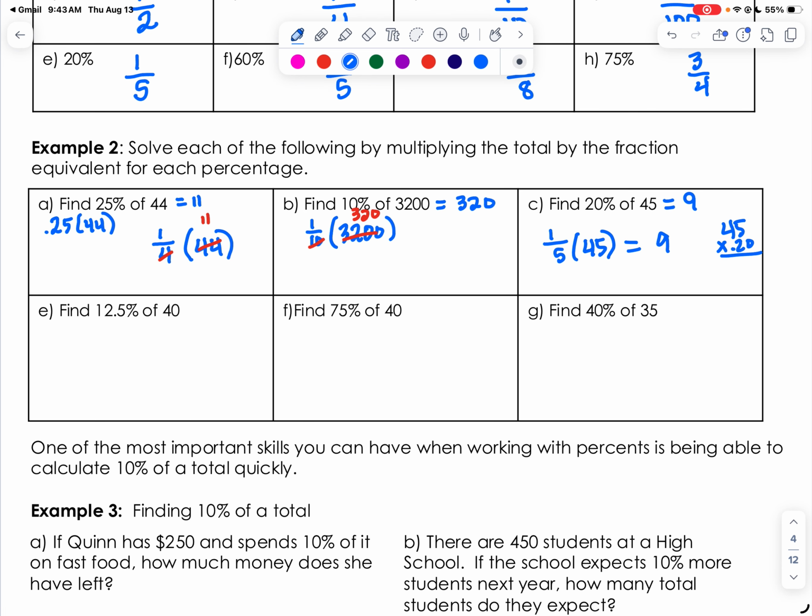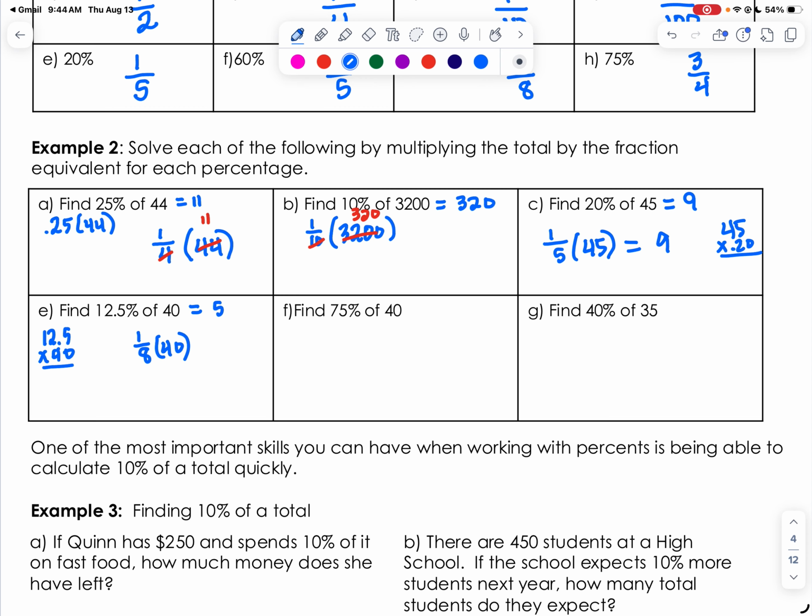All right, find 12.5% of 40. Now, if you were doing this a long way, you would have to multiply 12.5 times 40. That's a 3-digit times a 2-digit, which is going to take a lot of time. But if you know 12.5% is the same thing as 1/8 times 40, 40 divided by 8 is 5.